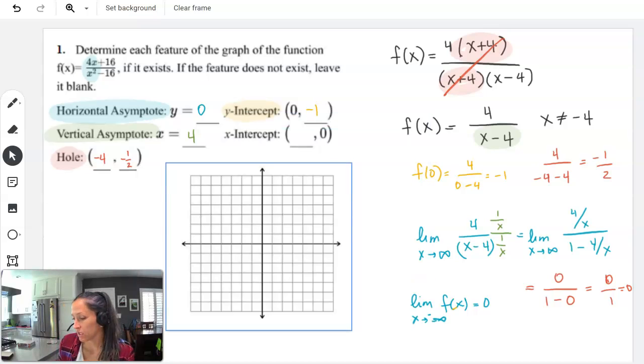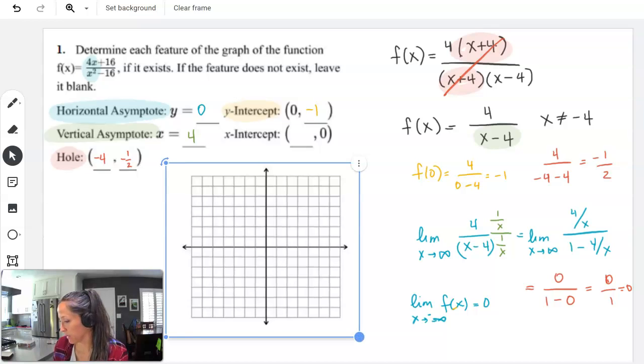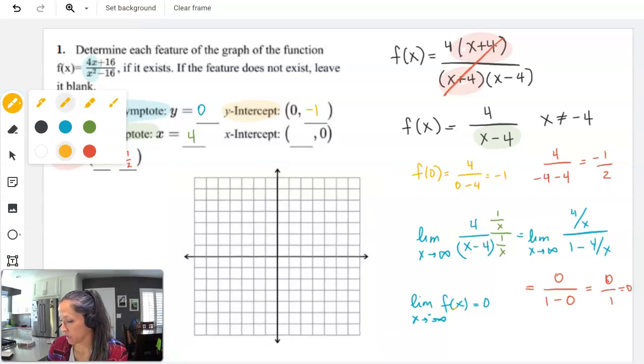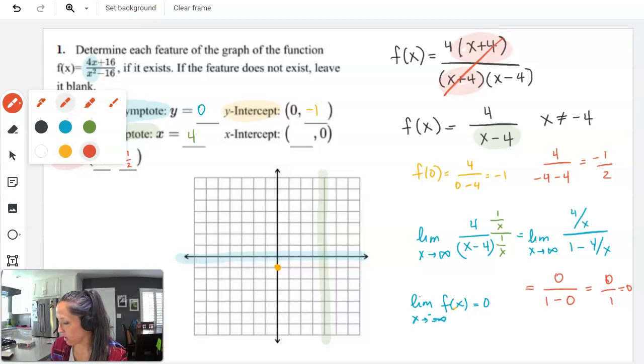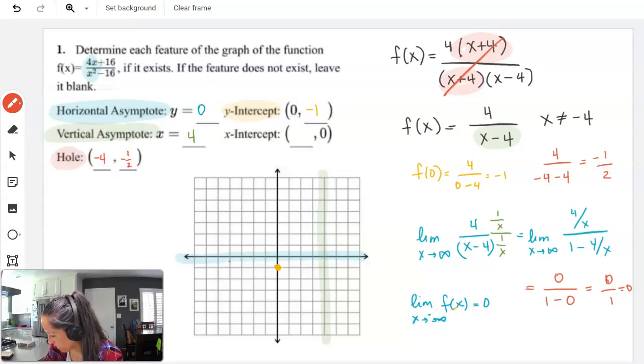All right, so let's go ahead and put all the information we have here, and then we'll talk about the tables. So we've got a horizontal asymptote at y is equal to 0. We have a vertical asymptote at x is equal to 4. Oh, there's that shift to the right. You see what I'm saying? We have our y-intercept at negative 1, and we have our hole at 4 and 1/2, negative 4 and negative 1/2.